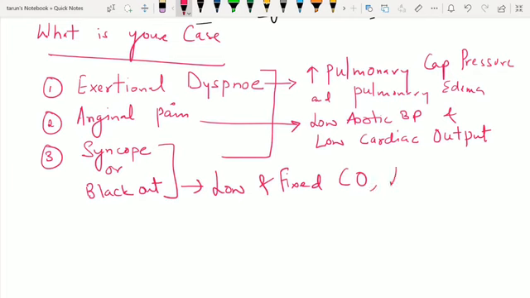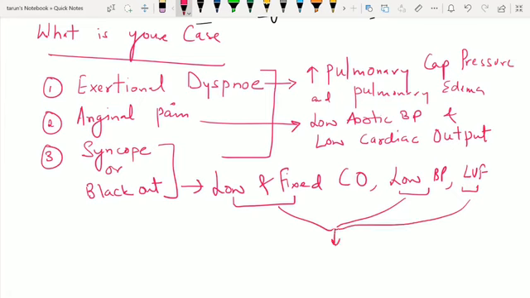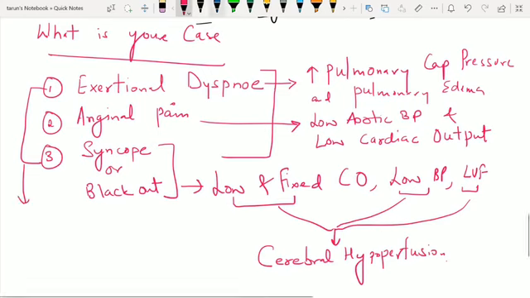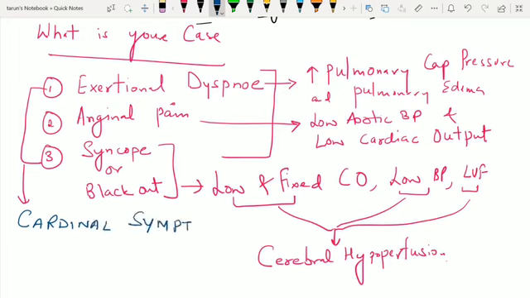Also due to low blood pressure, left ventricular failure. All these features of low cardiac output, low blood pressure, left ventricular failure give rise to cerebral hypoperfusion. So the brain does not get enough of the blood, and that's why the patient starts having syncope or blackouts. And these are the cardinal symptoms seen in aortic stenosis. Sometimes the patients of aortic stenosis may be brought in the casualty with sudden cardiac death.